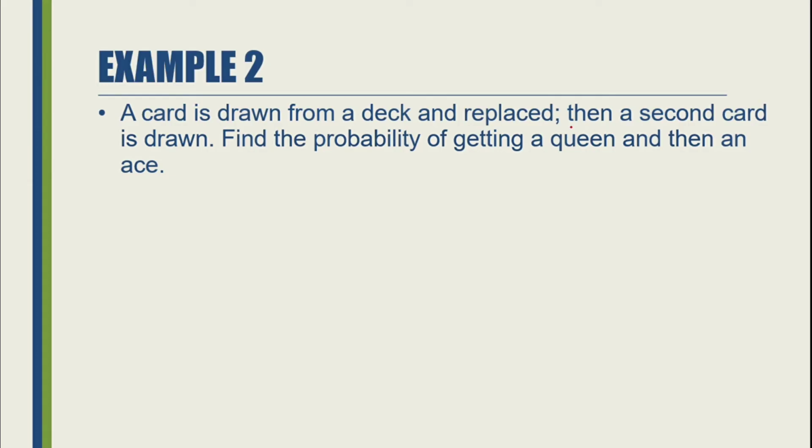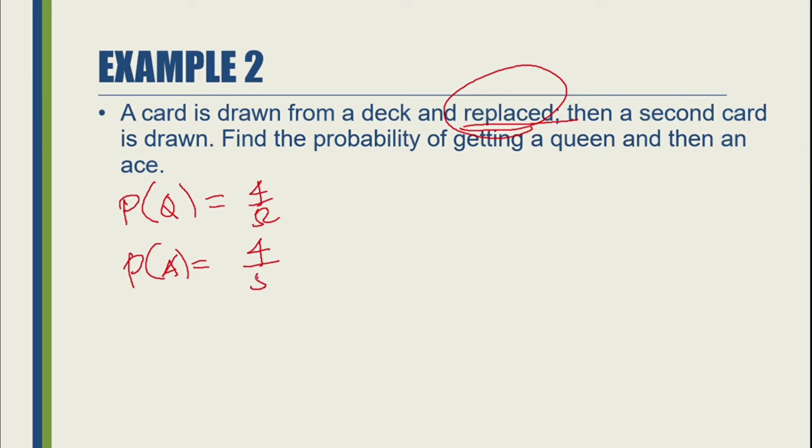Example number 2. A card is drawn from a deck and replaced. So take note of the word replaced. So we could say that is rule number 1, or multiplication rule number 1. Then a second card is drawn. Find the probability of getting a queen, then an ace. First, we are going to get the probability of queen. So the probability of queen is equal to 4 over 52. Since it is being replaced, the second probability, which is the probability of ace, will not be affected, which is 4 over 52.